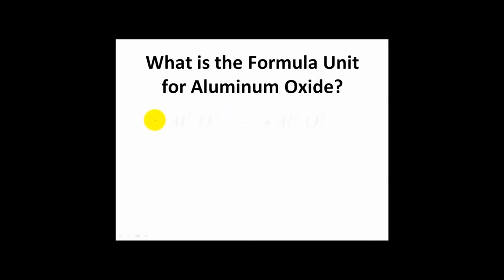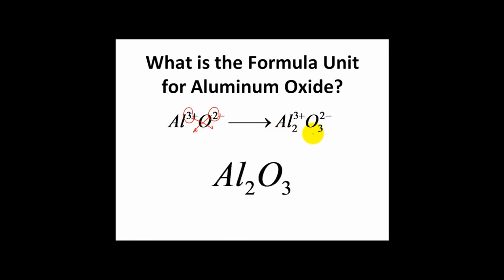Okay, we're back here guys. Aluminum has a 3+ charge, oxygen has a 2- charge. When you crisscross them, you end up with Al2O3, and here we are.